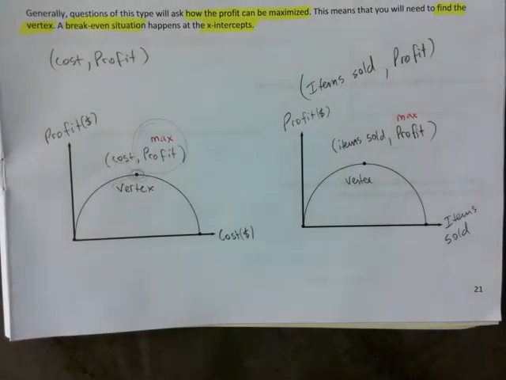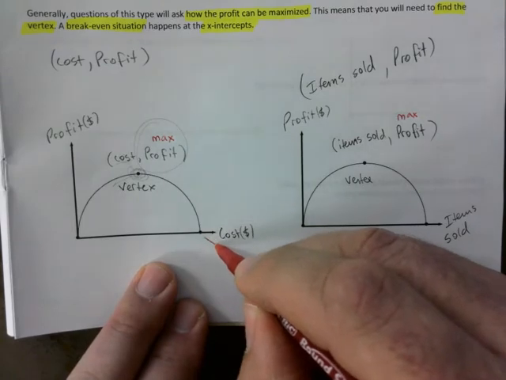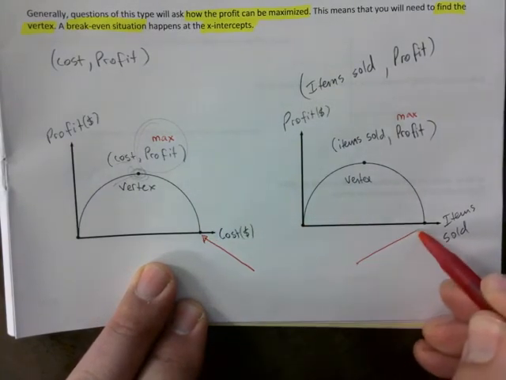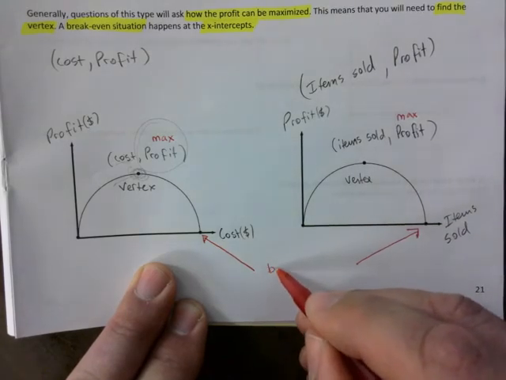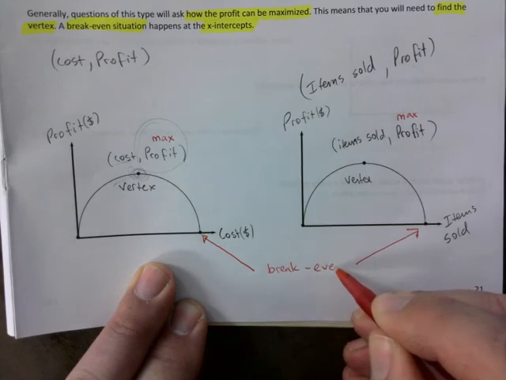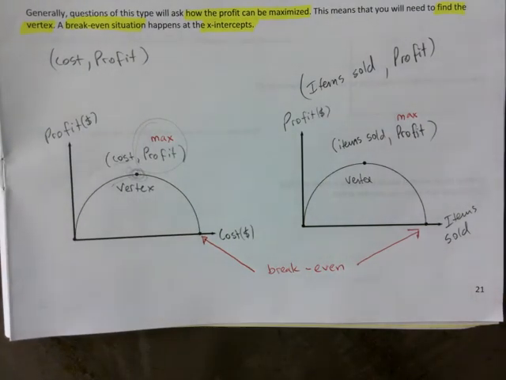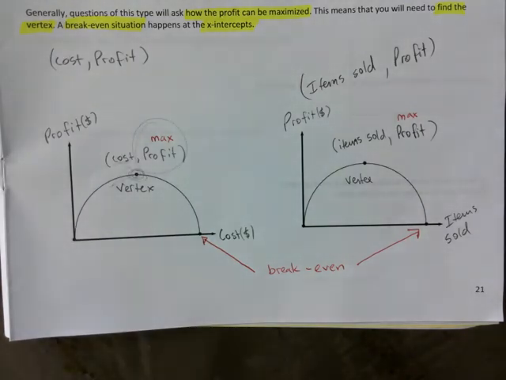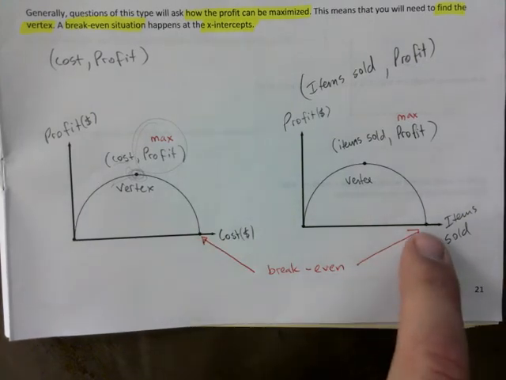And one more thing. These points right here are the x-intercepts, right? That's when we would consider break even, okay? You're not making money, you're not losing money. So that would be like a non-profit organization, right? They're like, we need to sell enough to break even, right? That would be happening there and there.